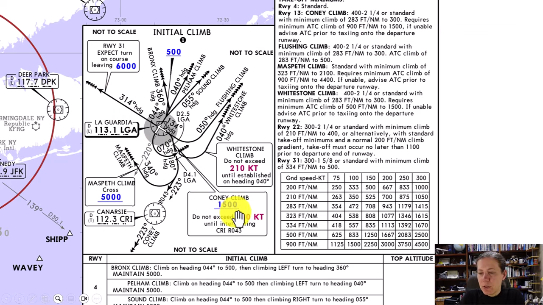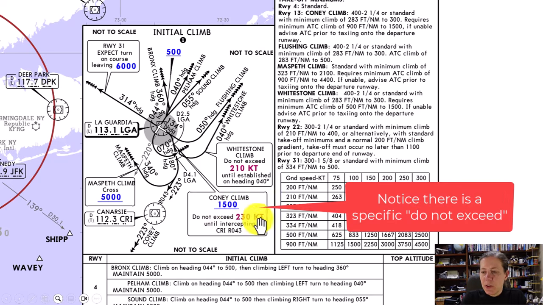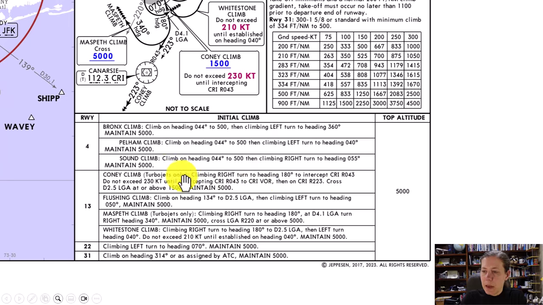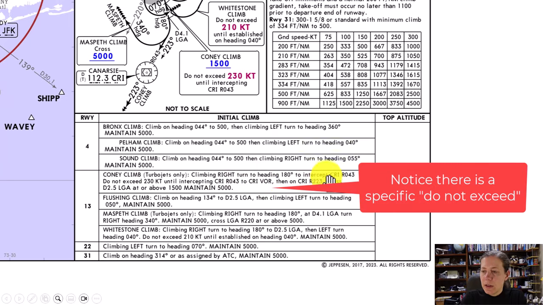Some of these are actual limits, like this Coney climb, do not exceed 230 knots until intercepting the Canarsie VOR radial 043. And the Coney climb is a little bit more complicated and it's for turbojets only, so you would need to read all that and follow all that.